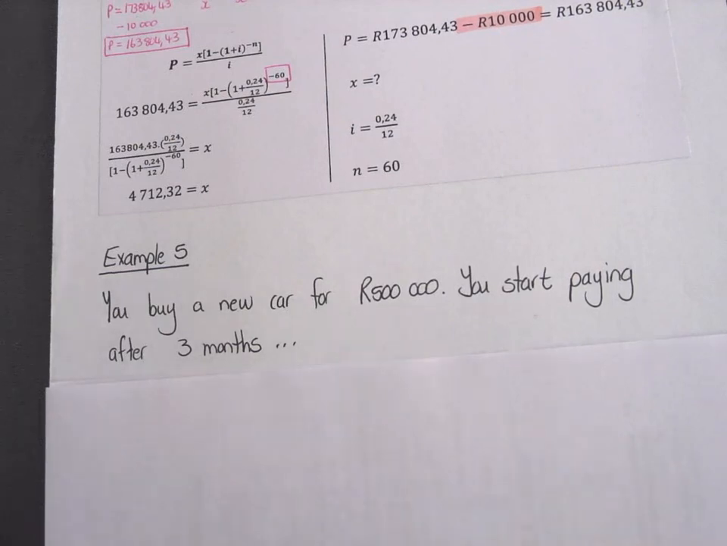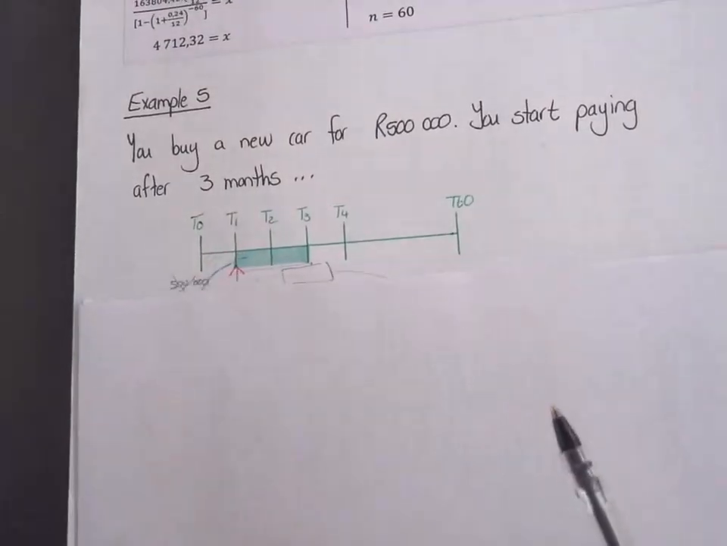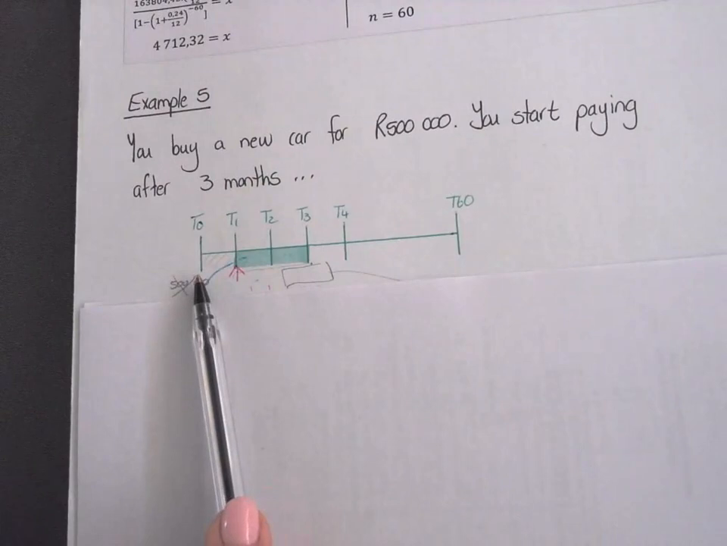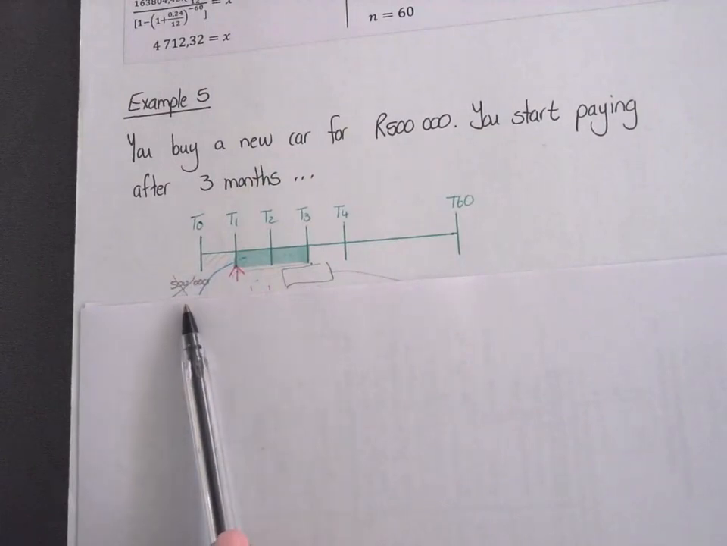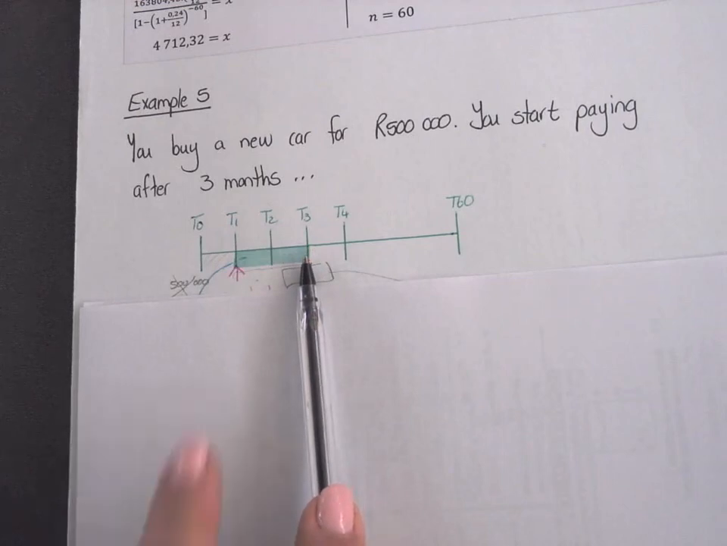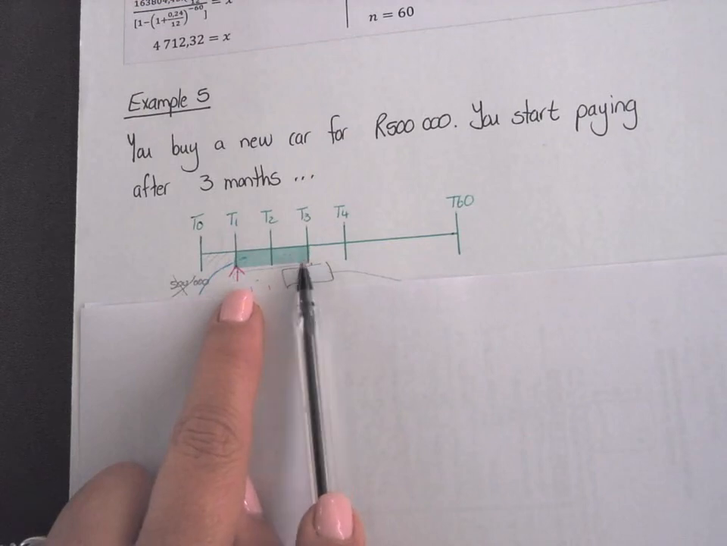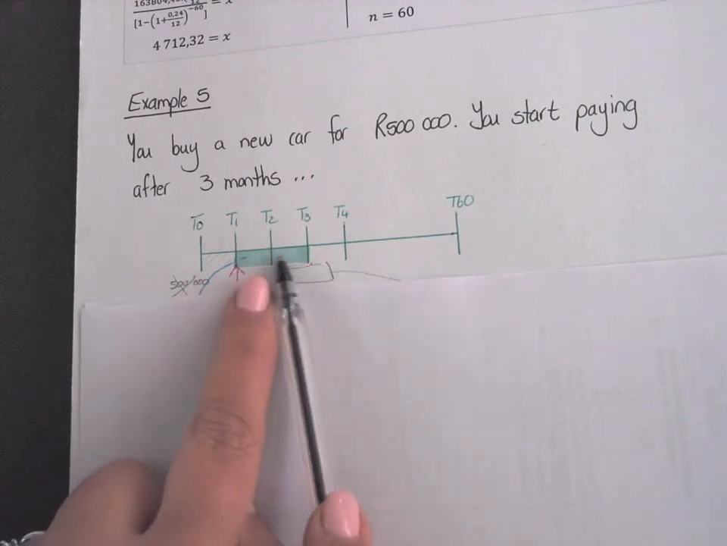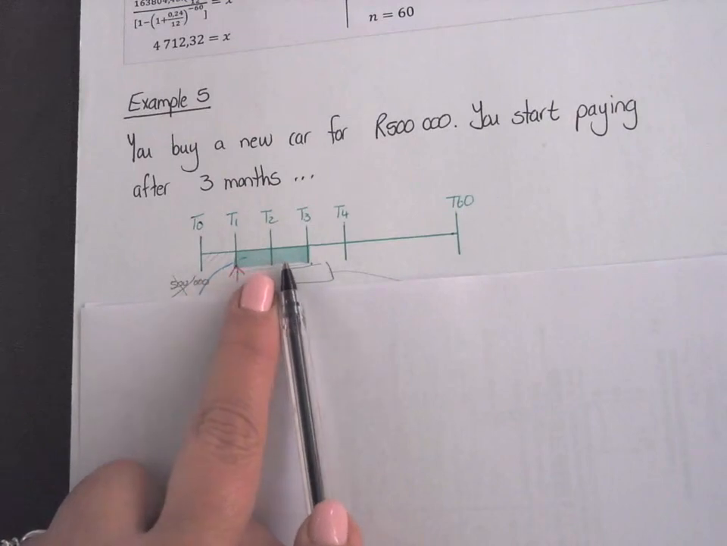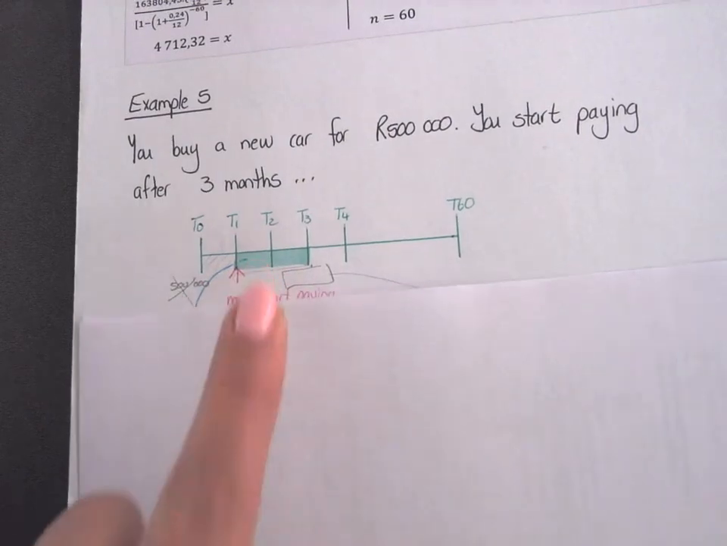Okay, so let's draw our timeline. The loan is granted at T0 for 500,000. So you get your car. But the car dealer arranges with the bank that you only start paying after 3 months. You should have started at T1. That's normal. But now you start at T3. Therefore, there are 2 months where no payments go into the bank. So no payments of paying back the loan.